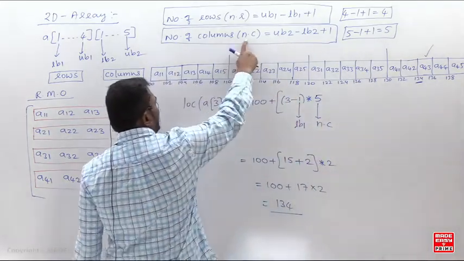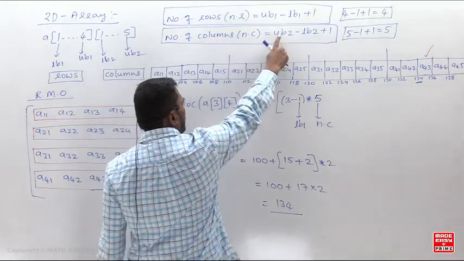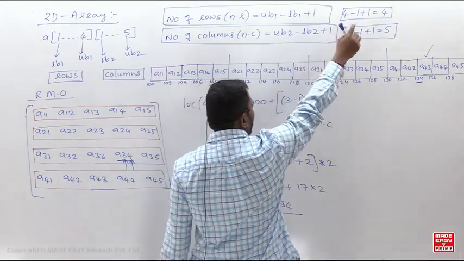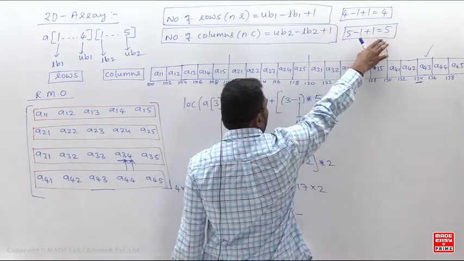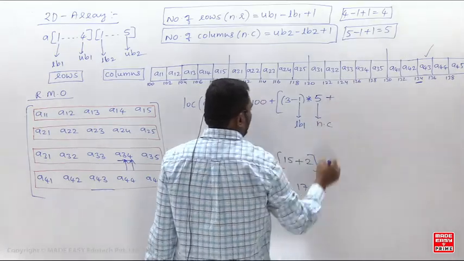So how will you get the number of columns? The formula is given to you: UB2 minus LB2 plus 1. So 5 minus 1 plus 1, that is 5.